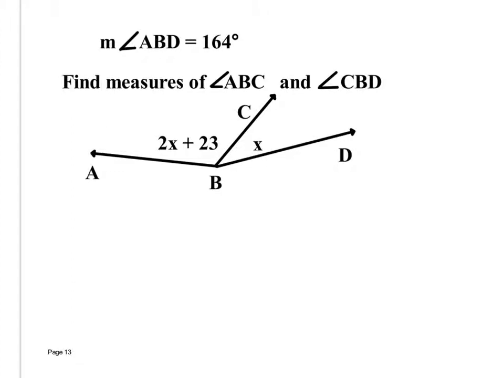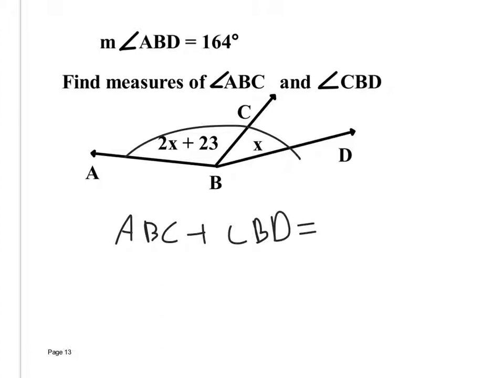Alright, you need to draw this. Here it tells you that the measure of ABD is 164. So ABD, this whole thing, adds up to 164. I need to find the measures of ABC and CBD. Well, I know that ABC plus CBD add up to what? 164. I know they add up to 164. Then I replace them with what they say those angles are.